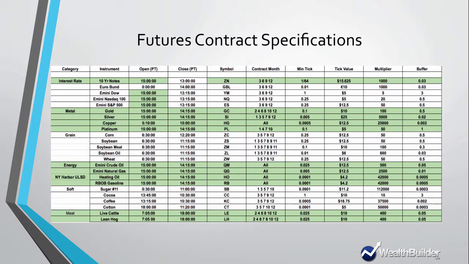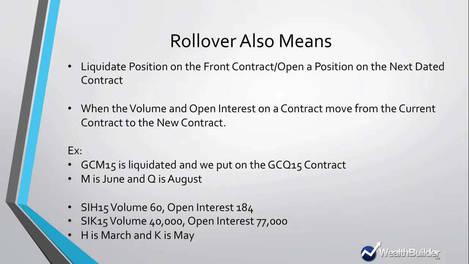Both legs of the rolling forward, or the buying and selling, are typically executed simultaneously in order to reduce slippage, which is profit erosion due to a change in the price of the underlying instrument. So what it means when you roll over is you liquidate a position on the front month contract and open a position on the next dated contract. Also, what happens during a rollover is the volume and the open interest on the contract moves from the current contract to the next contract.